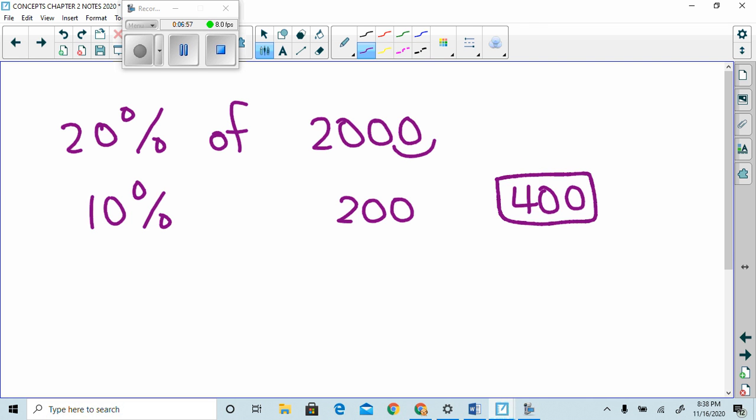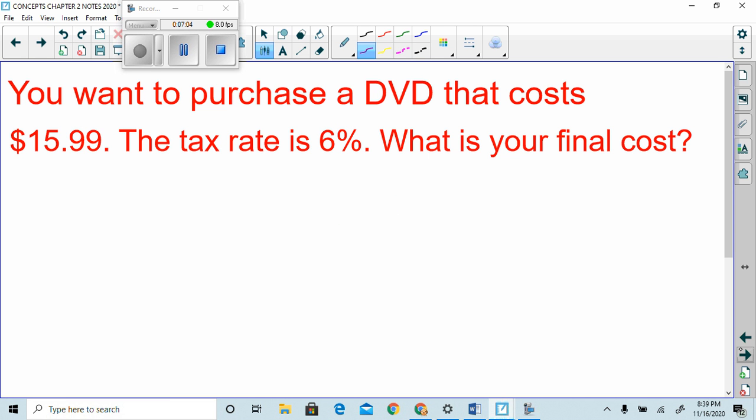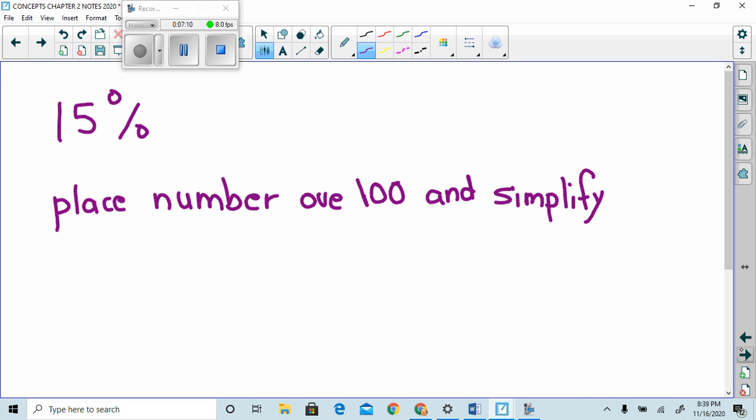So we can do more of these in class, but I just wanted to give you a sample of how to do some mental math. Let's take a look at some word problems now. Actually, before we even get to the word problems, let's take a look at some of our conversions. I want to be able to convert a percent to a fraction and a decimal. Let's start with the fractions.